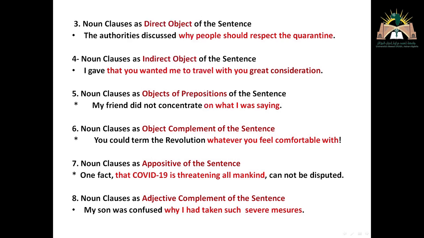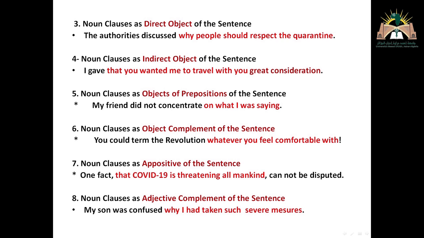Number 3, noun clause as a direct object. Direct object, okay, after a transitive verb. The authorities discussed why people should respect the quarantine, the stay at home. So this, what is written in red, why people should respect the quarantine, is a noun clause. It is initiated by why, okay, for reason. It acts as a direct object of a verb discussed.